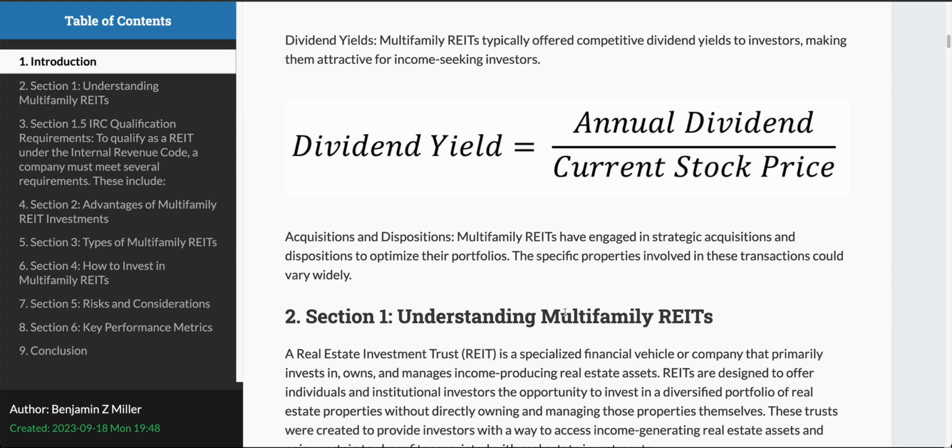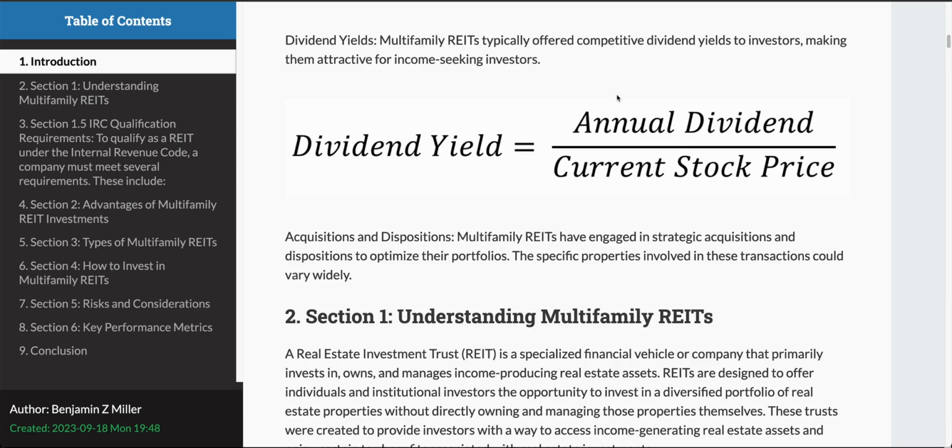One of the important metrics with REITs is the dividend yield, where you take the current stock price, and in the numerator you have the annual dividend, and that gives the dividend yield. It's an important metric in REIT investing.